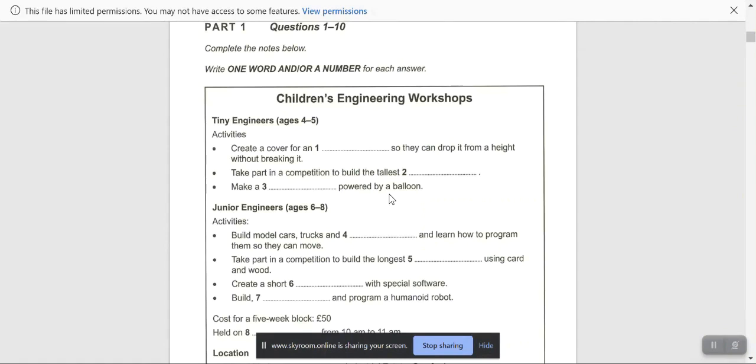Now listen carefully and answer questions 1 to 3.